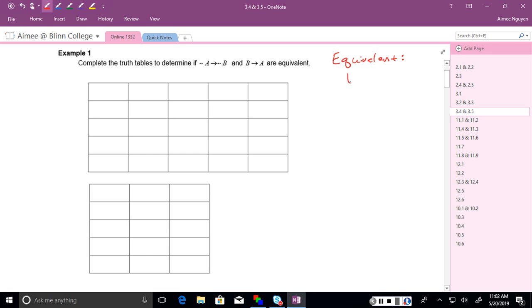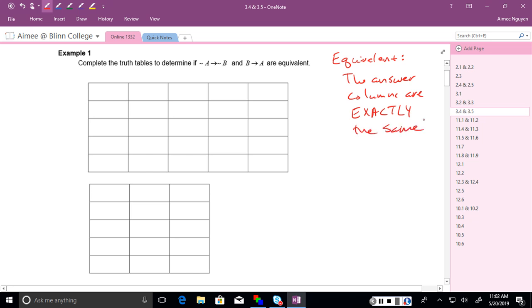basically means the answer columns are exactly the same. So notice it does not say that they're all true, right? So it doesn't say that they're tautologies, that they're all true. It doesn't say they all have to be false, and that's not a self-contradiction, right? It just says that they have to be exactly the same.